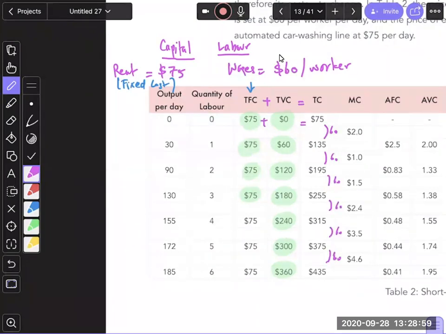But what about total output, guys? How is total output increasing? Total output is increasing by 30, and then 90 minus 30 is 60, and then 40, and then 25, 17, and 30. Make sense? Are you all looking at this table, guys?